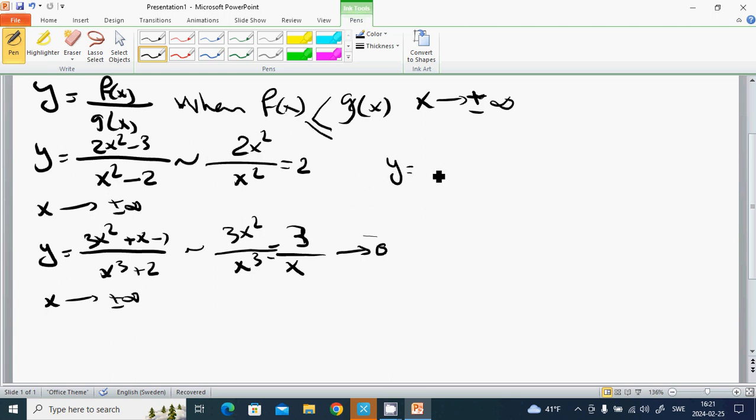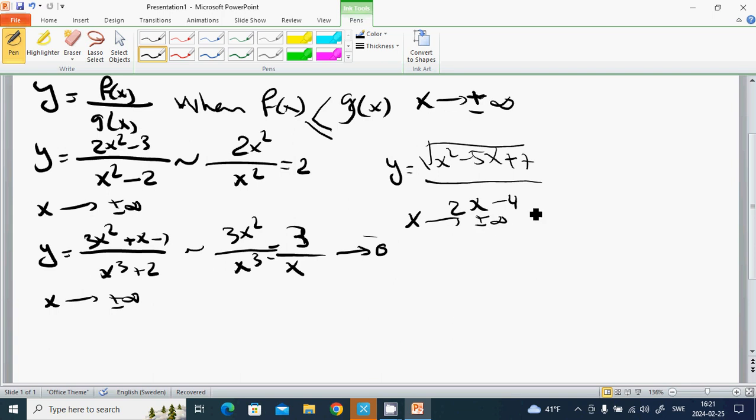y equals the square root of x squared minus 5x plus 7, divided by 2x minus 4, x goes to plus minus infinity, and it is corresponding to x squared divided by 2x, which is absolute x divided by 2x, and equals plus minus half.